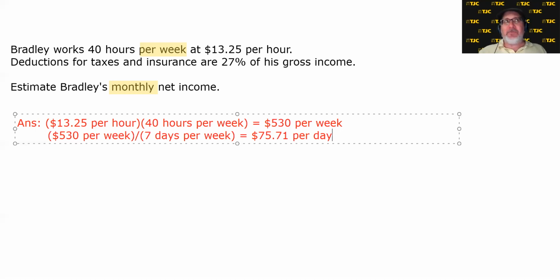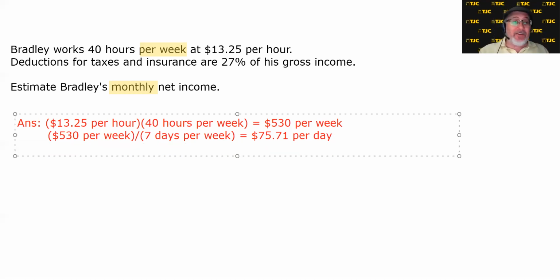Now we need to get it to per month, but the conversion between days and months is not exact. 1 month equals 30 days is not exact. 1 year equals 365 days is exact if you can ignore leap years. So we're going from days to years. We're going from a smaller time frame to a larger, so we've got to multiply to get a bigger number.